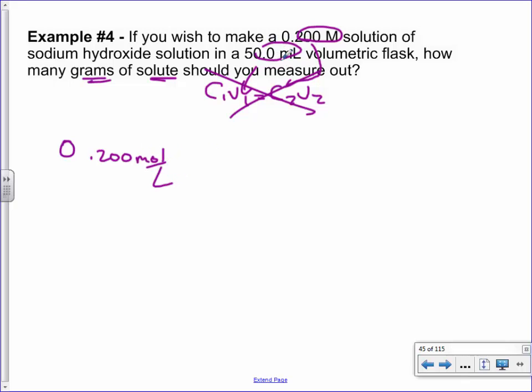Well, this guy right here is milliliters, but I can convert it to liters fairly easily. How do you make a milliliter a liter? Okay, so I'm just going to throw off to the side here. 50.0 milliliters is actually 0.0500 liters. I'm just going to multiply these.